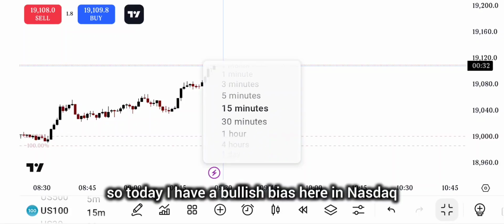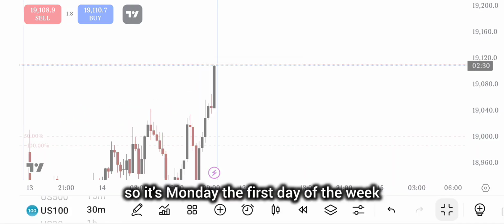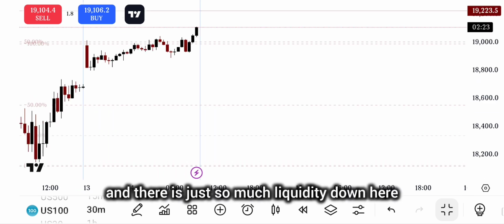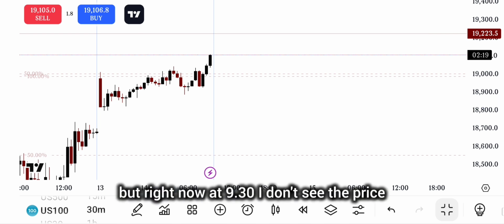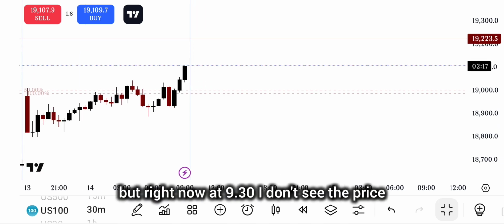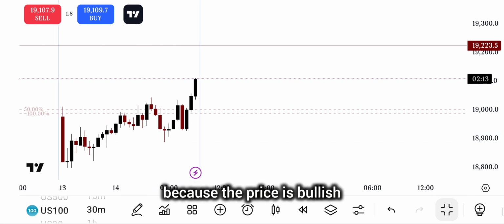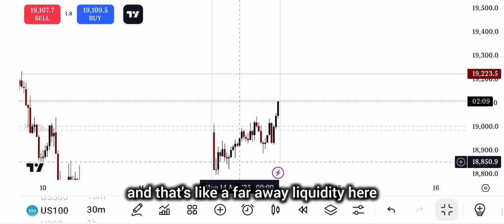So today I have a bullish bias here in Nasdaq. It's Monday, the first day of the week, and there is this big new week opening gap, and there is just so much liquidity down here that the price will take. But right now at 9:30, I don't see the price really going down there because the price is bullish, and that's like a far away liquidity here.